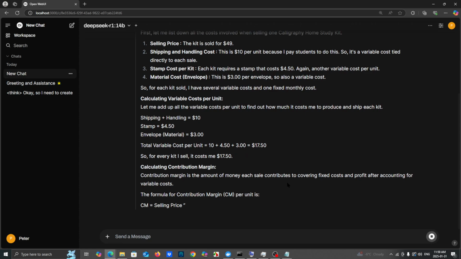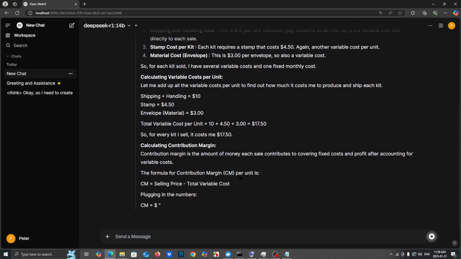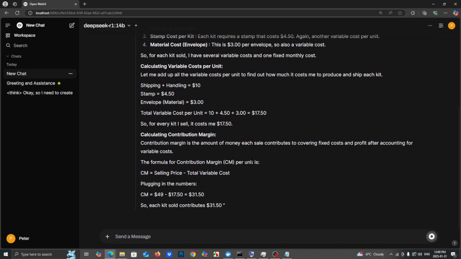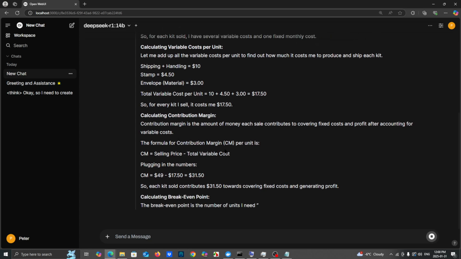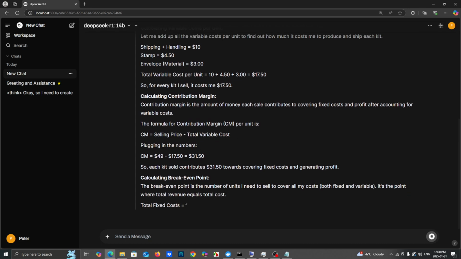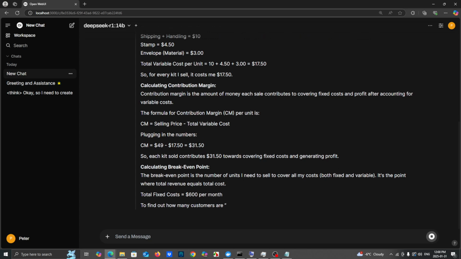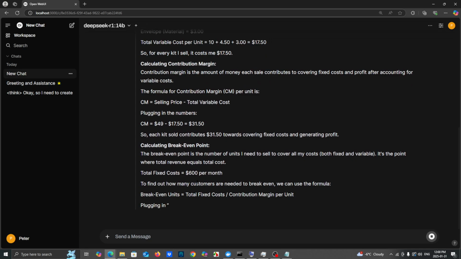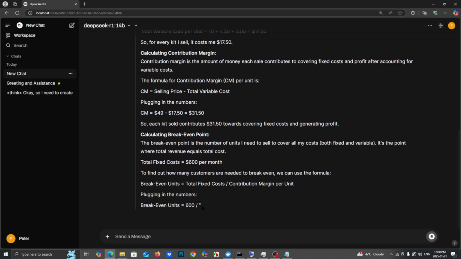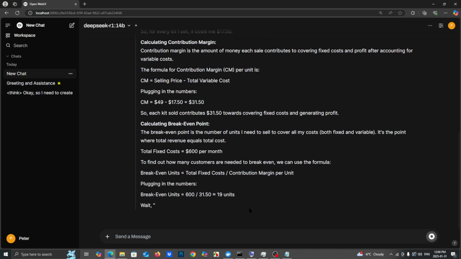Contribution margin that contributes to covering fixed costs. So it correctly understands what contribution margin is. I didn't even explain it. And the formula, of course, this is correct. CM is equal to price minus cost. And so this is the contribution margin, $31.50. And so it simply has to divide 600 by $31.50, which it is doing right now.